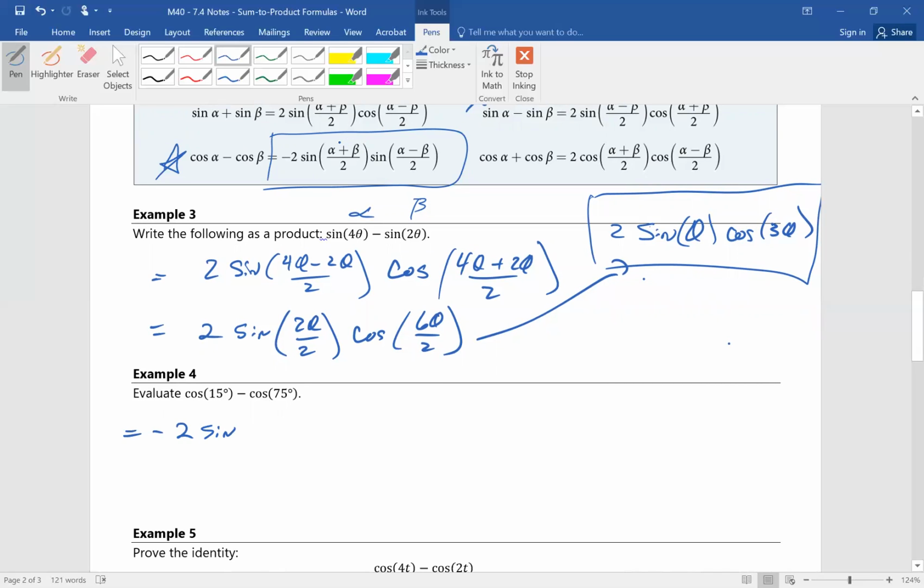Now remember, you got to put alpha and beta both in there. So 15 degrees plus 75 degrees. And don't shorten that parenthesis too much. Make sure that 2's in there. And then times the sine of 15 degrees minus 75 degrees.